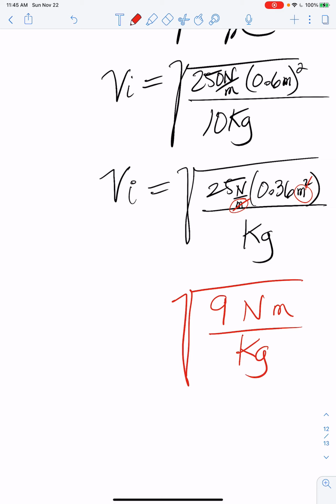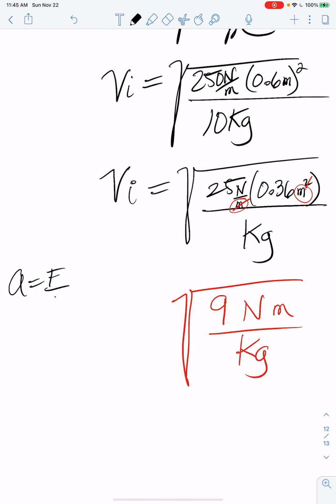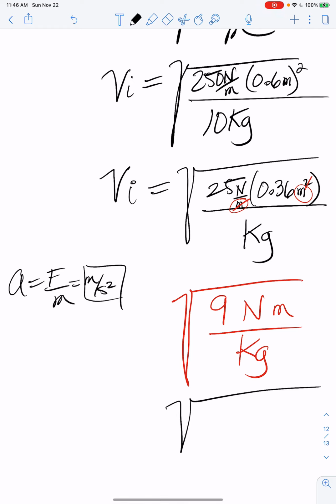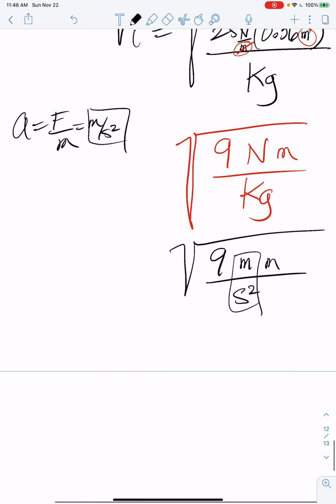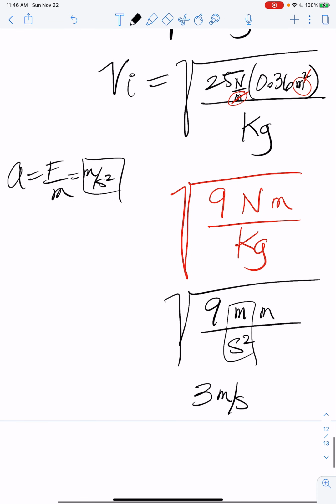Well, a Newton divided by a kilogram is the same as a force divided by a mass. And that should ring a bell, right? Because A equals F over M. So we're going to have units of meters per second squared here, right? So this is going to be 9 meters times meters over second squared, right? So there's our meters per second squared. So you're going to get meters squared over second squared, which when you square root that is just going to be meters per second, right? So we're going to end up getting 3 meters per second for our VI.